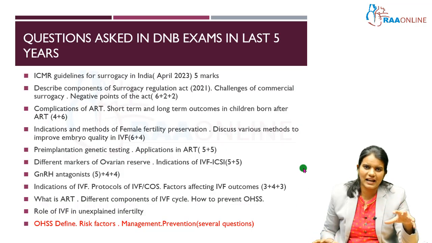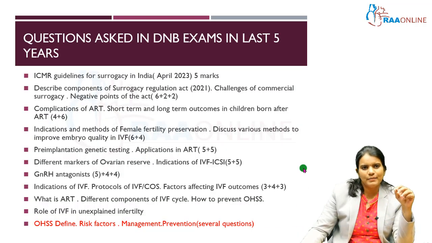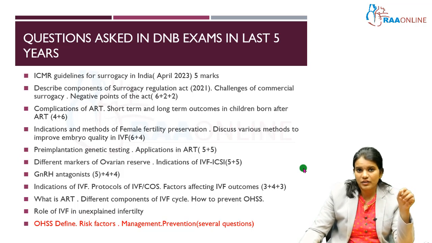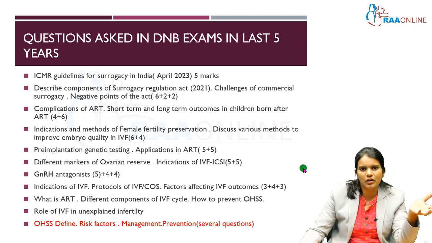So the questions asked in the last 5 years of exams are ICMR guidelines for surrogacy in India, Surrogacy Regulation Act, all these things, commercial surrogacy. About surrogacy itself, there have been a lot of questions. Then complications of ART, short and long term outcomes, indications and methods of female fertility preservation, pre-implantation genetic testing, different markers of ovarian reserve, indications of IVF and ICSI, GnRH agonist and antagonist, protocols for IVF, factors affecting the IVF outcomes. All these are going to be extensively covered in this chapter.